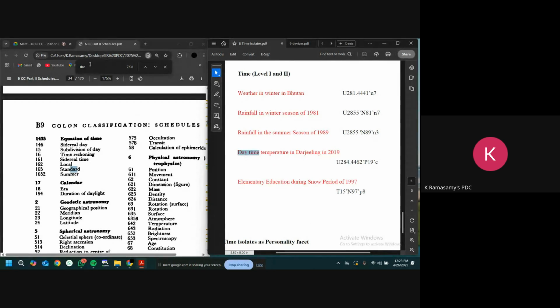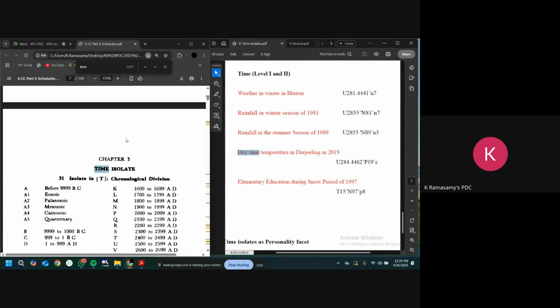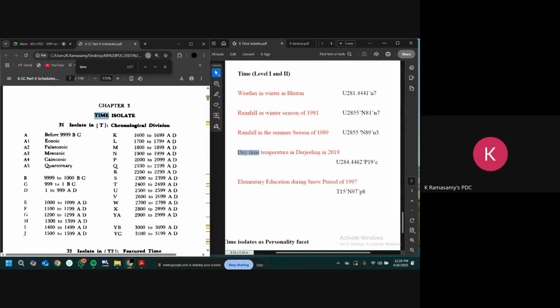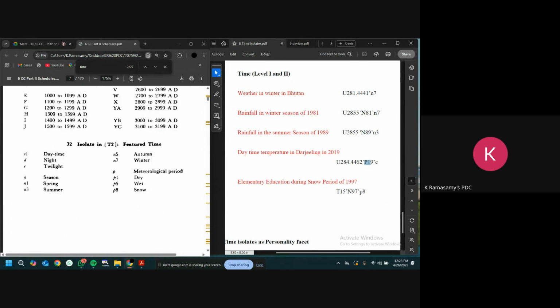I go to time facets. Let me go to time facets. The time facet number for 2019. Where is it here? I take P19. Very simple. P19. What is the number for daytime? Number for daytime is here. Small letter c. Add small letter c. So this way you can add time level 1, time level 2 in a single title. That is very much possible.